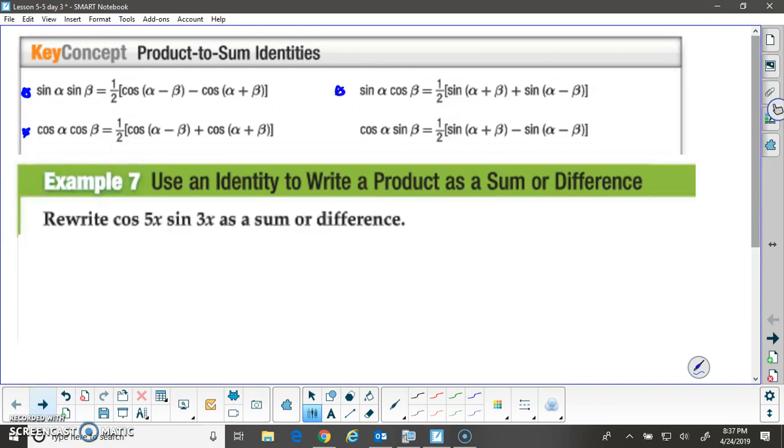The next one, you've got a sine times a cosine. You can change it into a sine plus sine. And then if you've got a cosine times sine, you can change it into a sine minus sine. These are called product to sum identities because you're changing a product of two trig functions into a sum or a difference. And let's just first use a couple of them to make sure we're understanding how the formulas work.